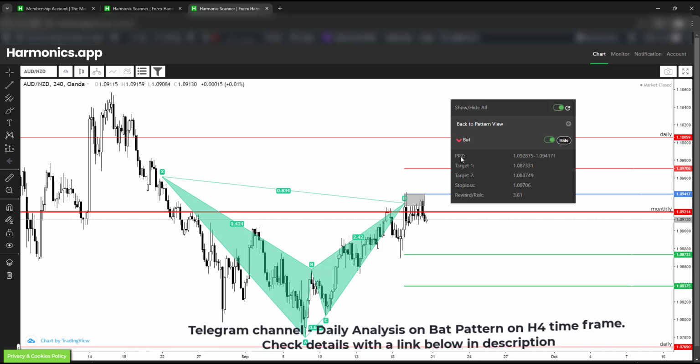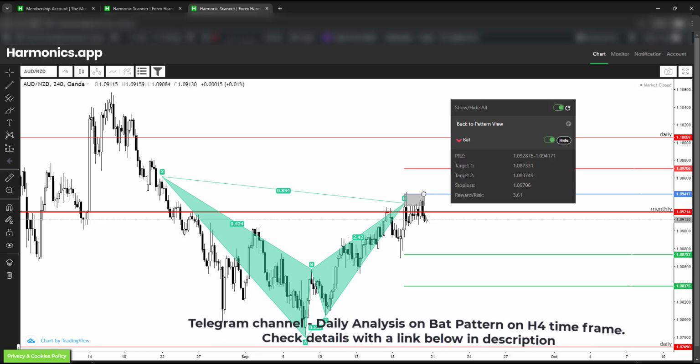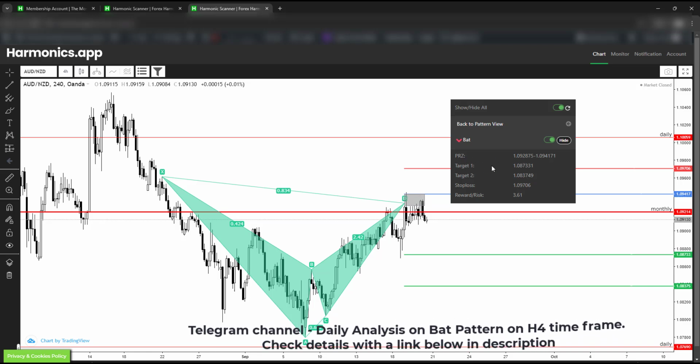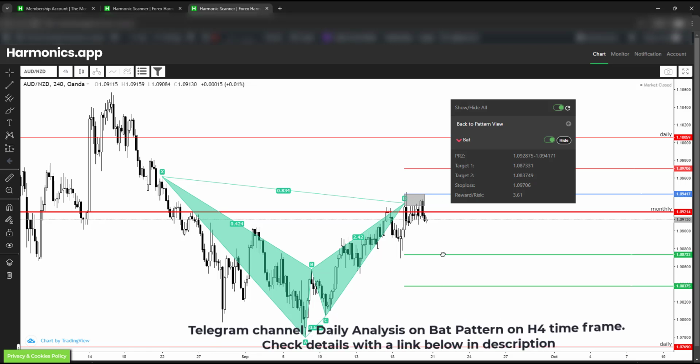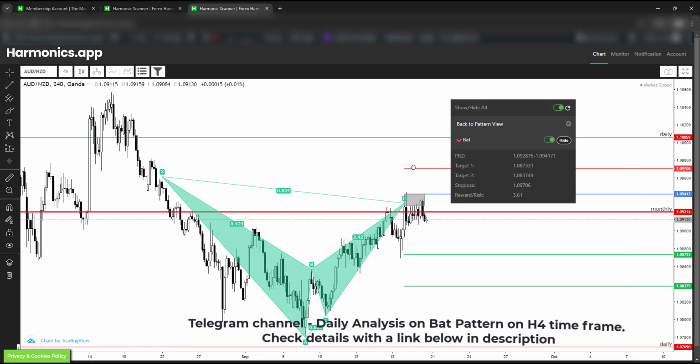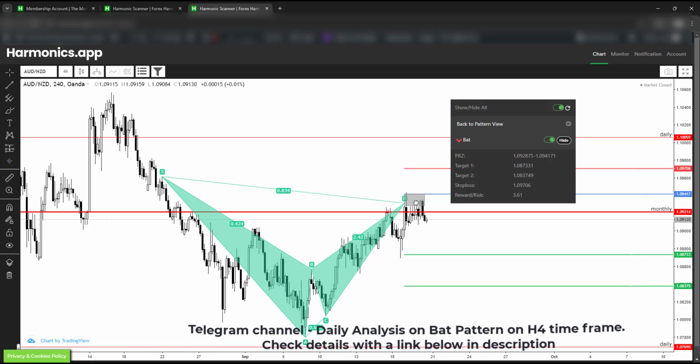You can see the potential reversal zone, PRZ, which is the gray area here on the chart. Then you have target 1 and target 2, which are the green lines here and here, and you have a stop loss, which is a red line above this entry level.